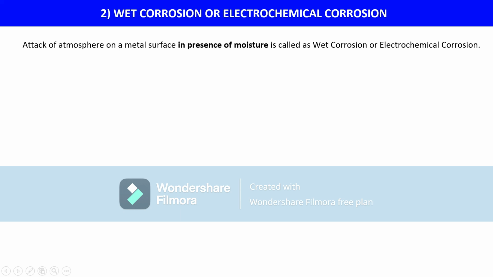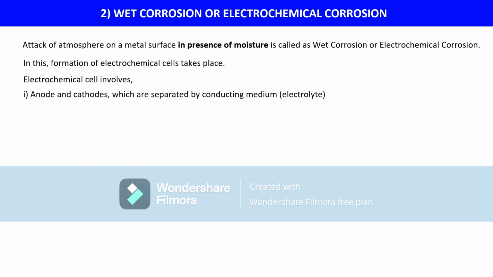We know that during corrosion formation, part of the metal acts as anode and another part of the metal acts as cathode. So anode and cathode are there, but in this type of corrosion, moisture is there. That moisture can act as a conducting medium or electrolyte. Therefore, when anode, cathode and conducting medium or electrolyte are there, those three combine with each other and form electrochemical cells. Therefore, this corrosion involves an electrochemical cell pathway. In this, the anode and cathode are separated by a conducting medium, the electrolyte, usually moisture.